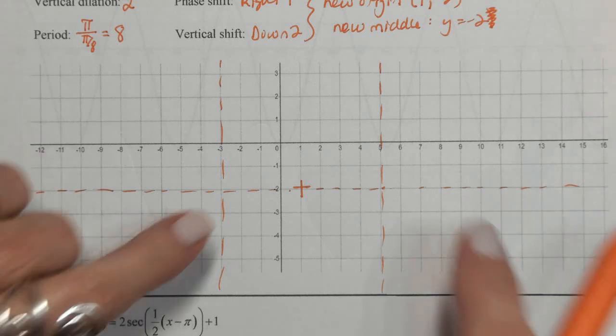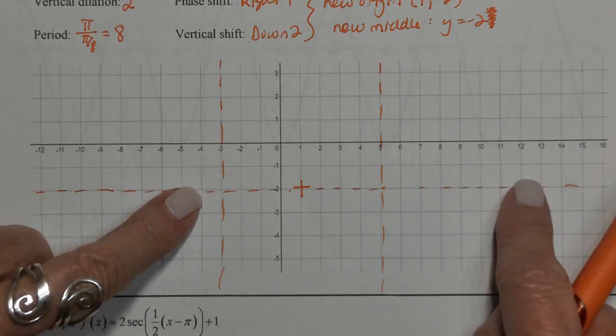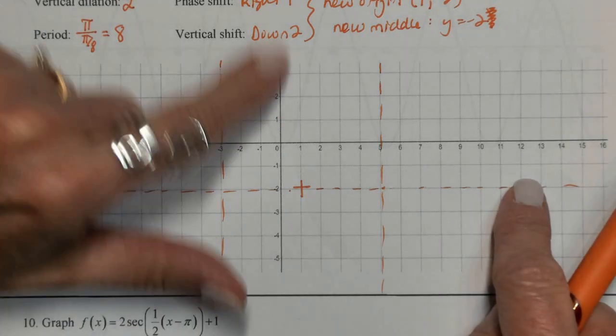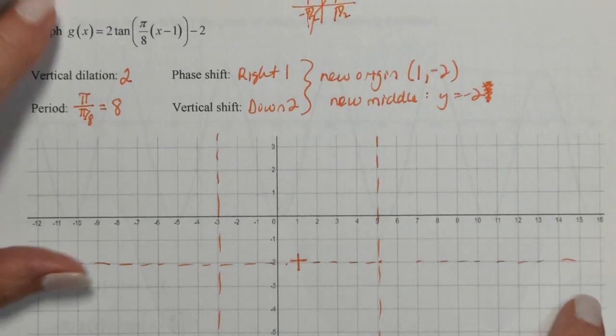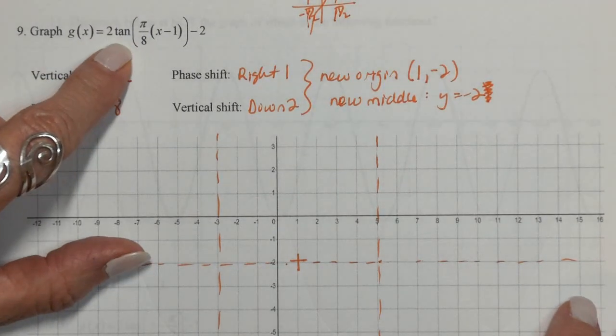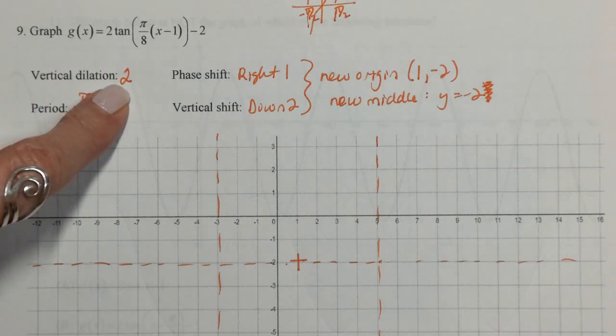Alright, so we just did our first asymptotes. I'm going to draw the rest of my asymptote. Oh, I might just draw my curve first. Okay, we have a tangent. The amplitude is 2. Not the amplitude, the vertical dilation is 2.